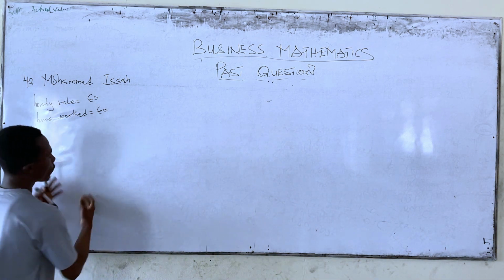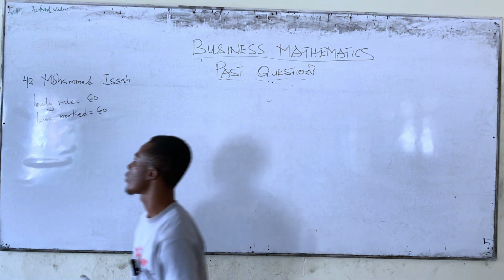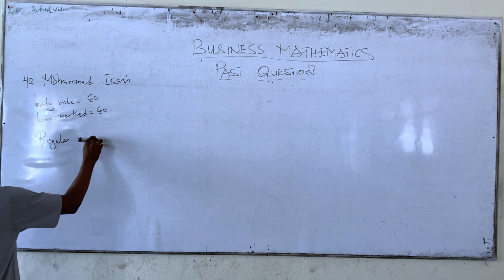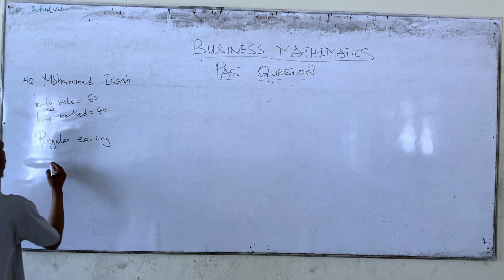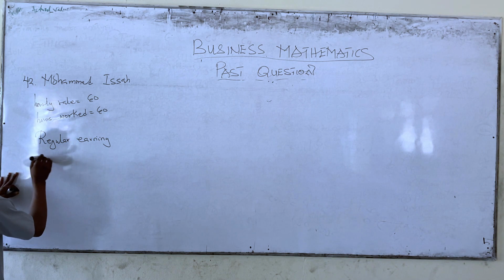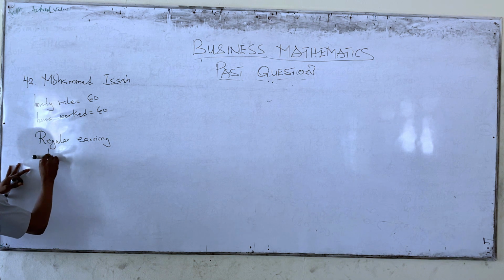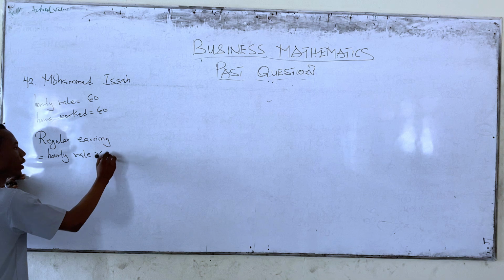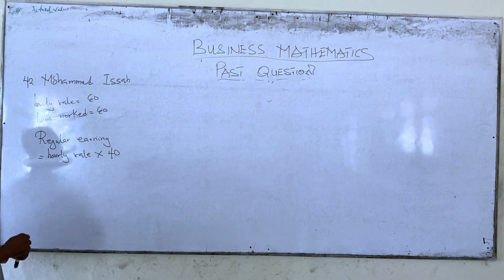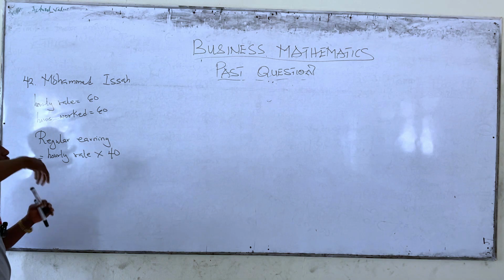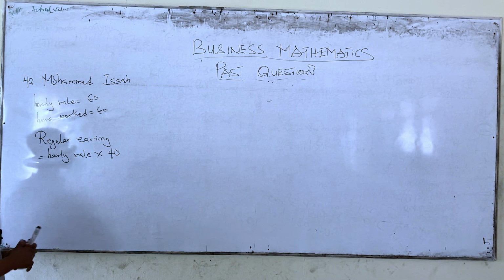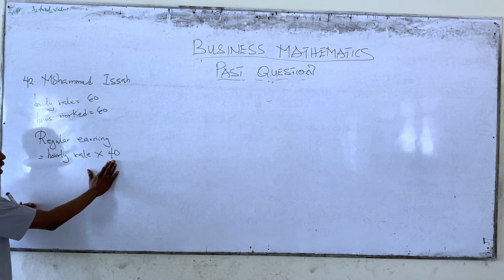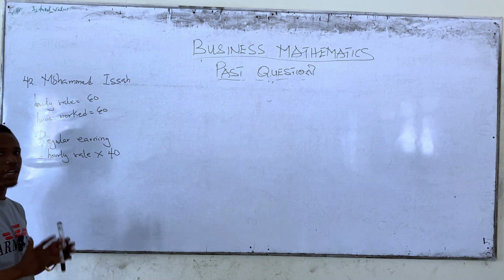So first of all, the question said we should calculate for the regular earning. So the regular earning here is going to be the hourly rate, that is how much we want to pay you per every hour, and then the number of hours you worked. Do you get it? This 60 here means he worked extra 20 hours, and that is what we call overtime. And when you are calculating for regular, we don't add the overtime. It is just the hourly rate and the number of hours worked.